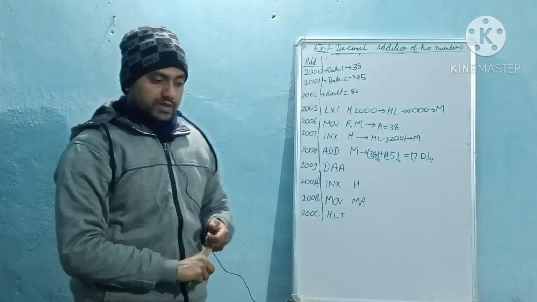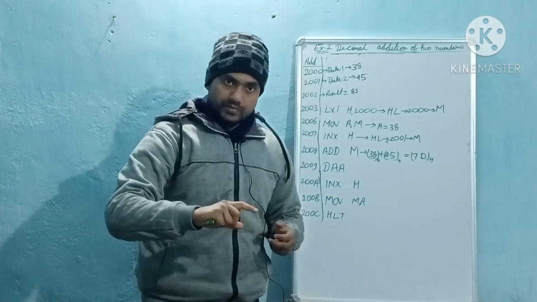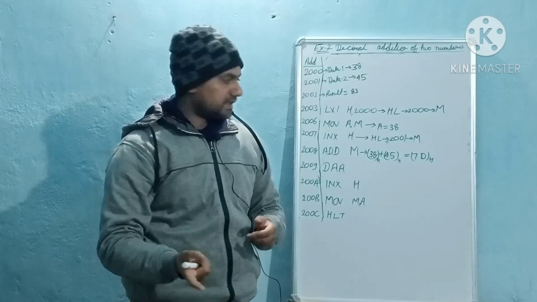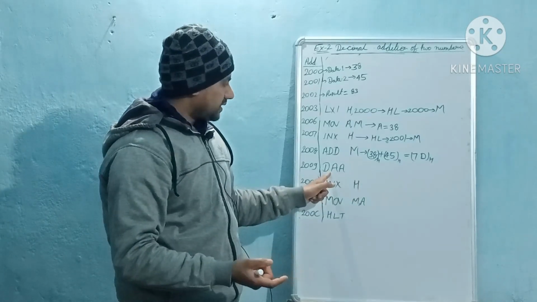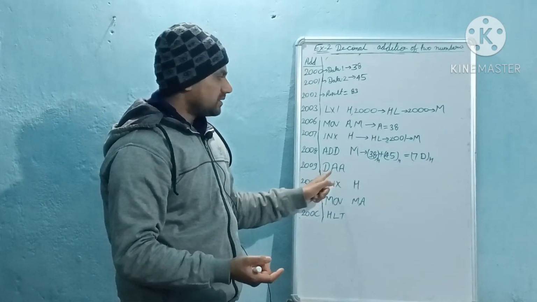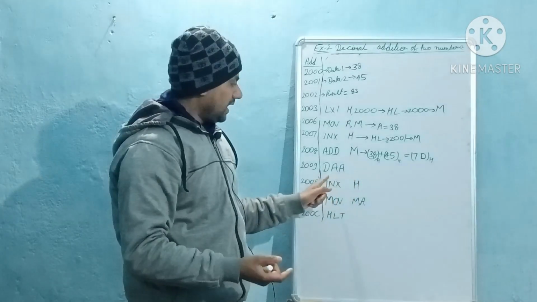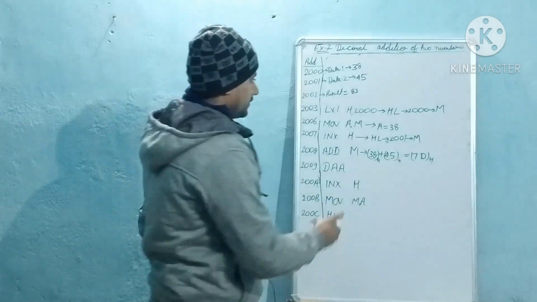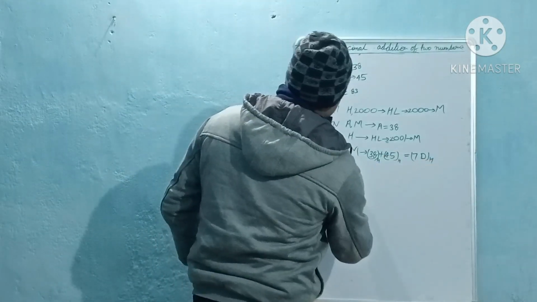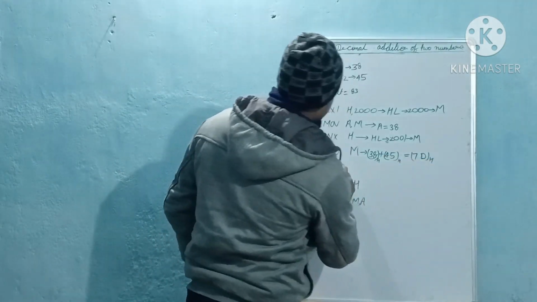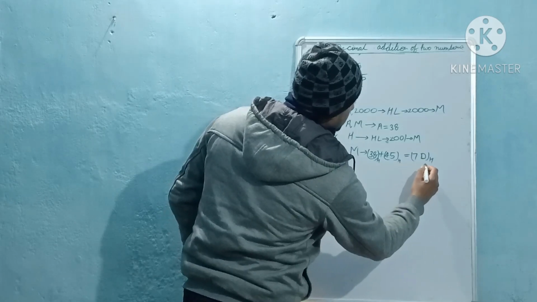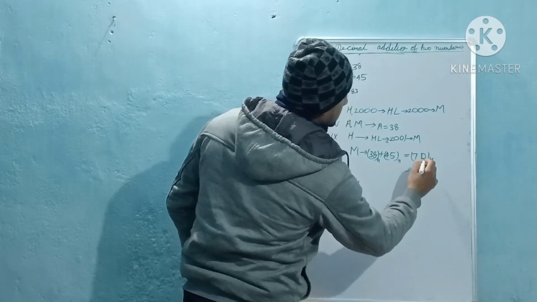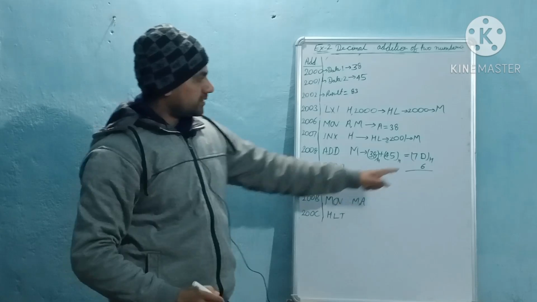Whenever any digit is greater than 9, this instruction DAA adds 6 to that corresponding hexadecimal digit. So for example here, 7D, this instruction will add 6 here, and so the process is going on.